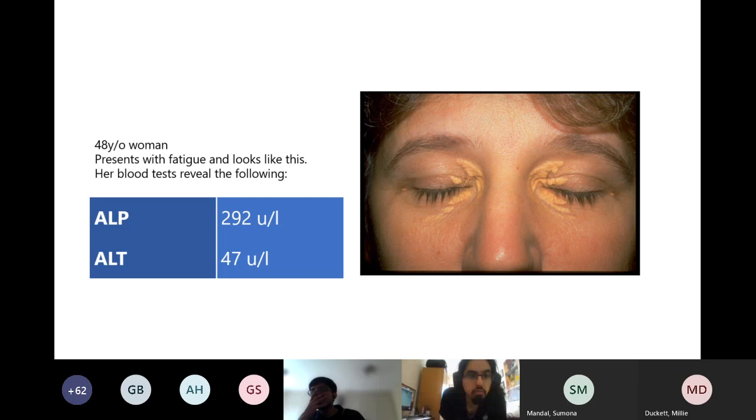So here is another lady. Do you also get amenorrhea and liver cirrhosis? That's a good question. I can't remember. I'll check for you. Read this case in the meantime.